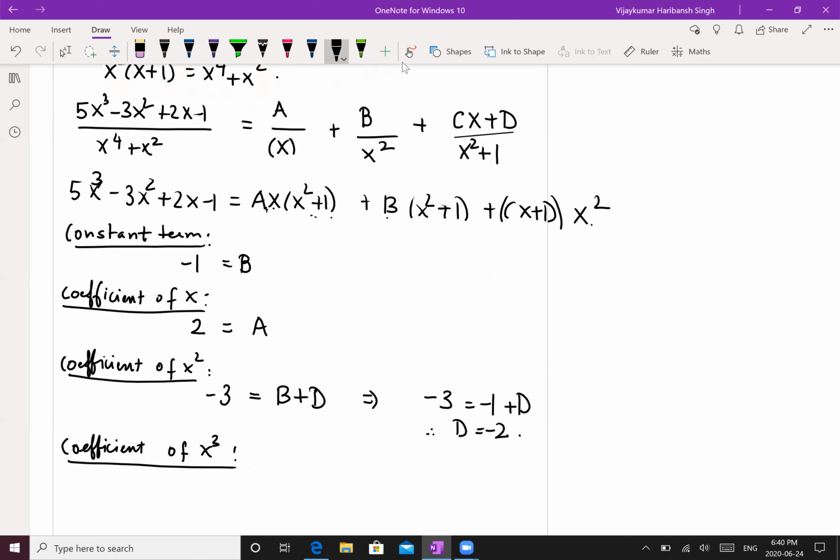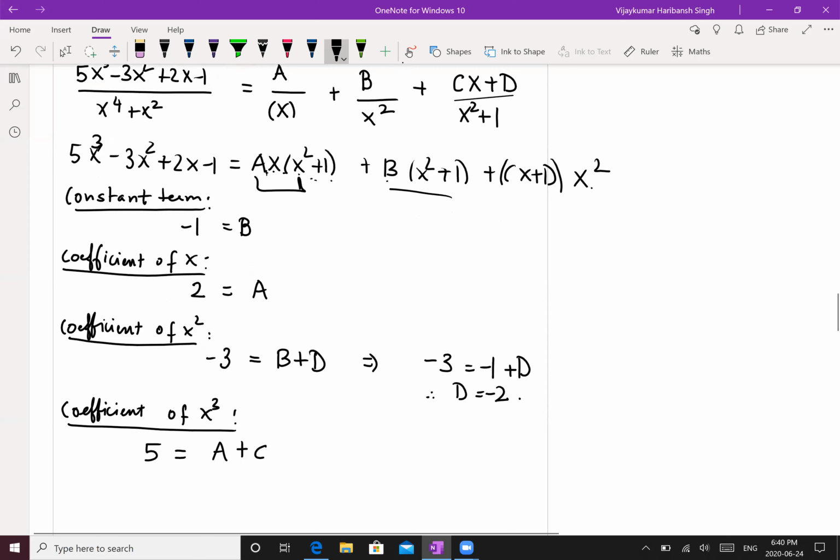So we get the coefficient of x cube is 5. On the other side, what do I get? Can I get x cube here? Yes, I multiply this with ax with x square, I get x cube. So a, there's no x cube coming from here. There is an x cube coming when I multiply these two things. So I get plus c. So I get 5a plus c equals 5. A is 2, so this gives me c is 5 minus 2, which gives me 3.